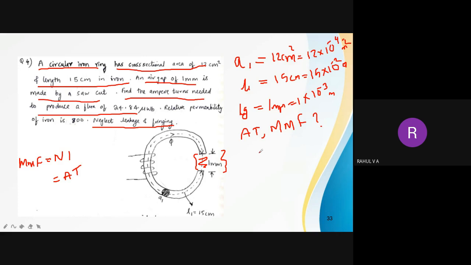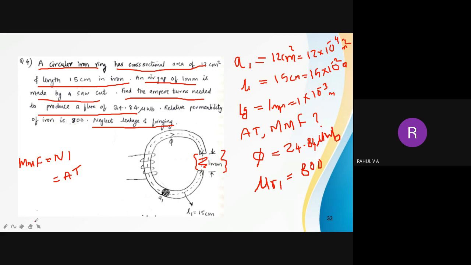And they have also given us the value of flux. It is 24.84 microweber, into 10 raised to minus 6 actually. And mu R1, the relative permeability of iron, is 800. They have given that also. So we have to find out what is MMF.